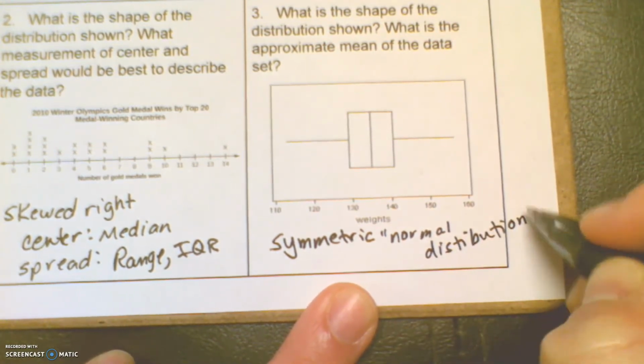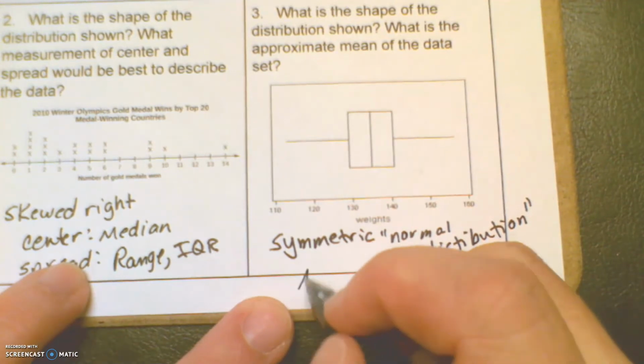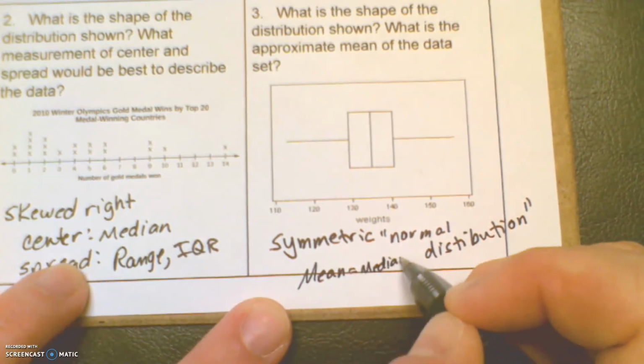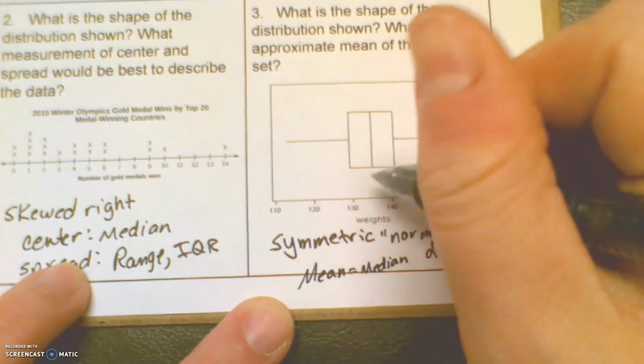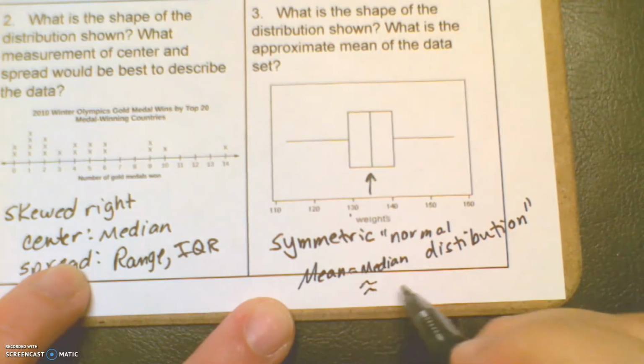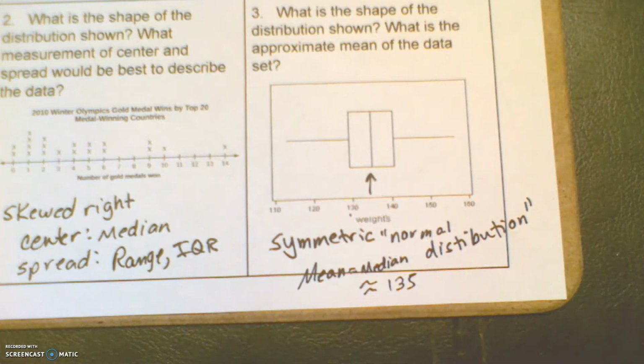Normal distribution. What is the approximate mean of the data set? Your mean acts as your median. So here in the middle, between 130 and 140, we could approximate your mean to be about 135.